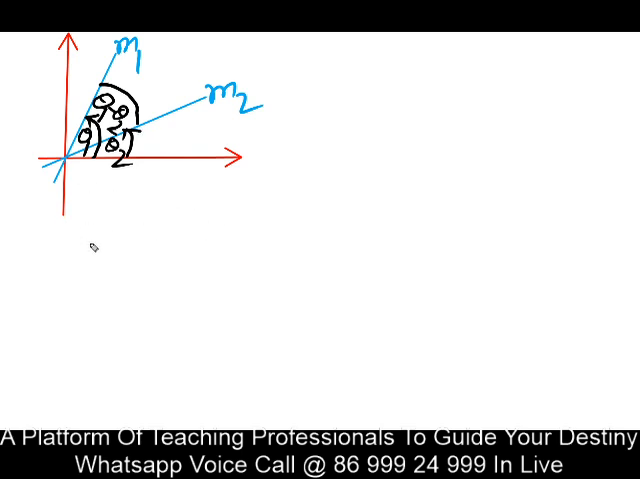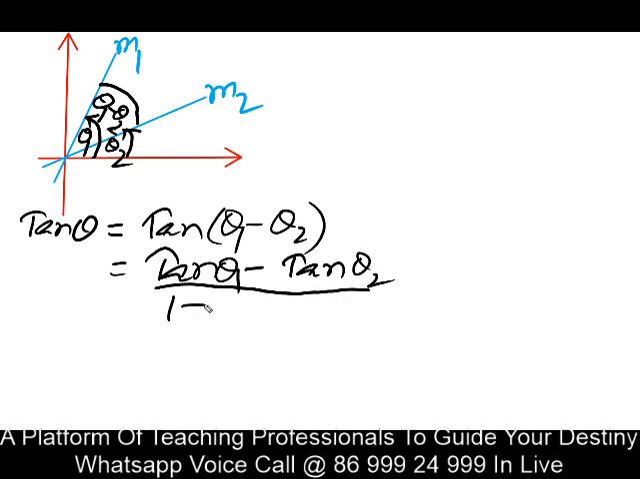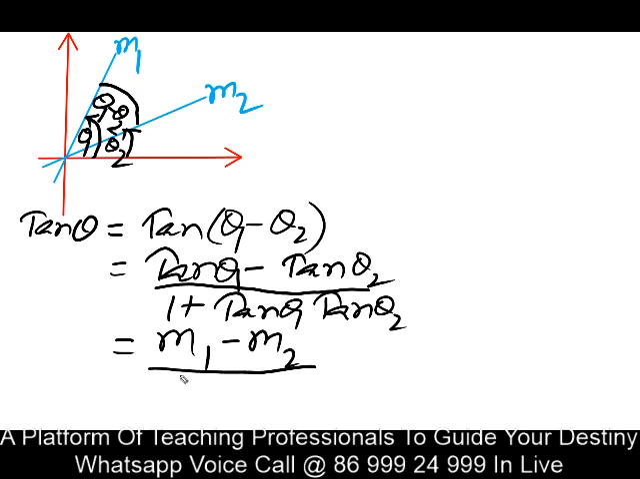Now apply, let it be theta here. I am taking the angle between the lines as theta. Then tan theta is nothing but tan of theta 1 minus theta 2. Everyone knows the formula tan of A minus B: tan A minus tan B divided by 1 plus tan A tan B. What is tan theta 1? Slope of the first line m1, slope of the second line m2. So tan theta equals m1 minus m2 divided by 1 plus m1 m2. So this is the formula to find out the angle between two lines.